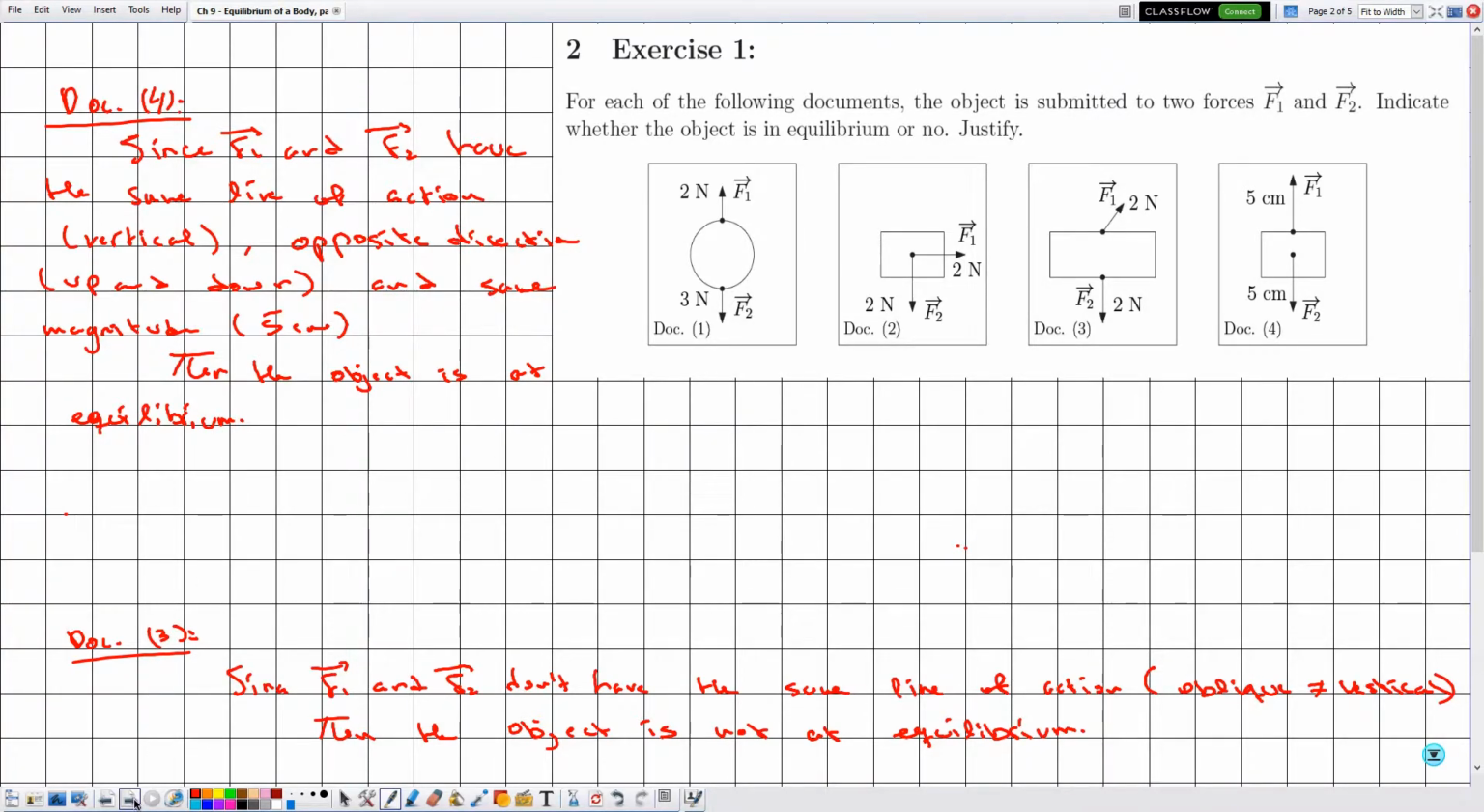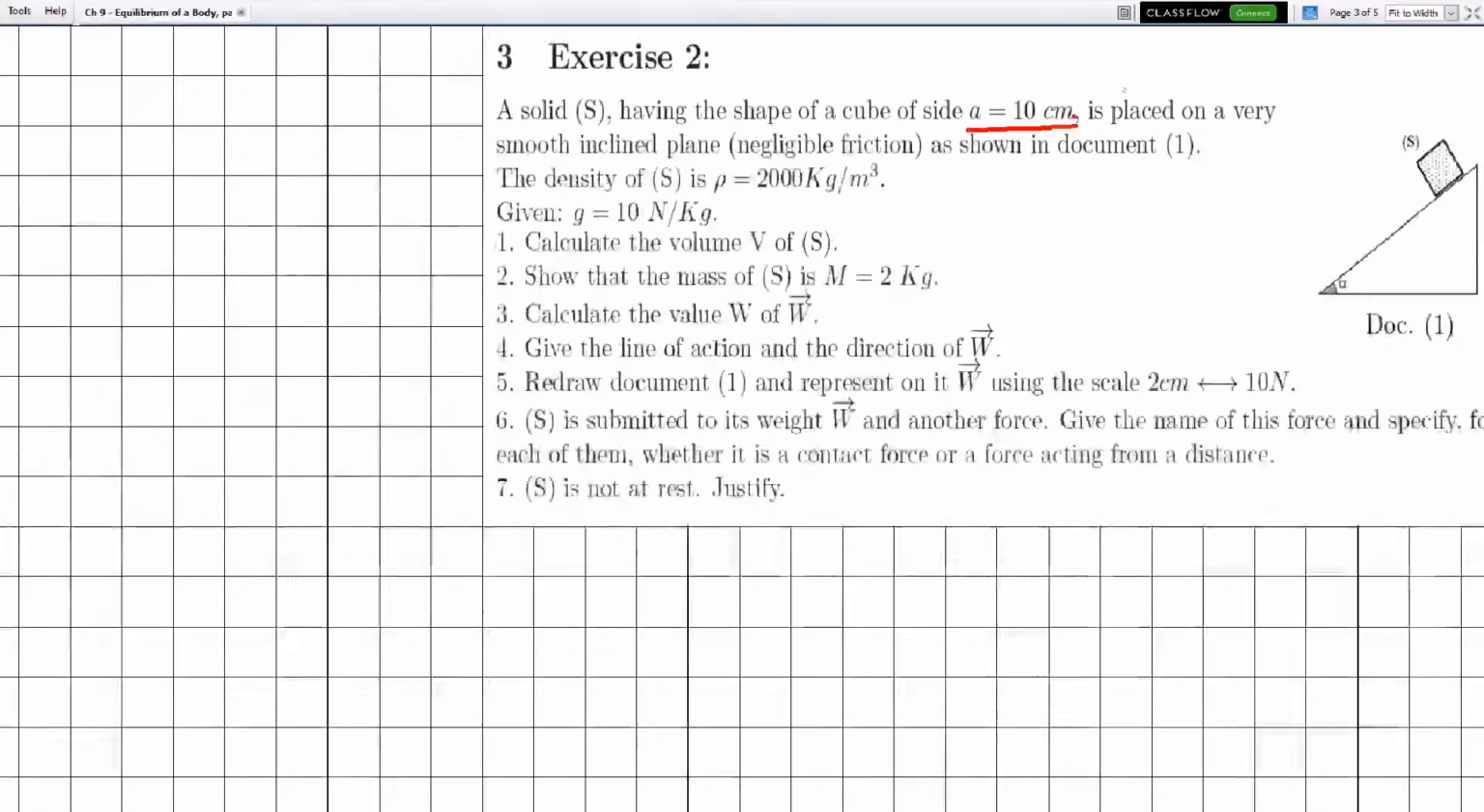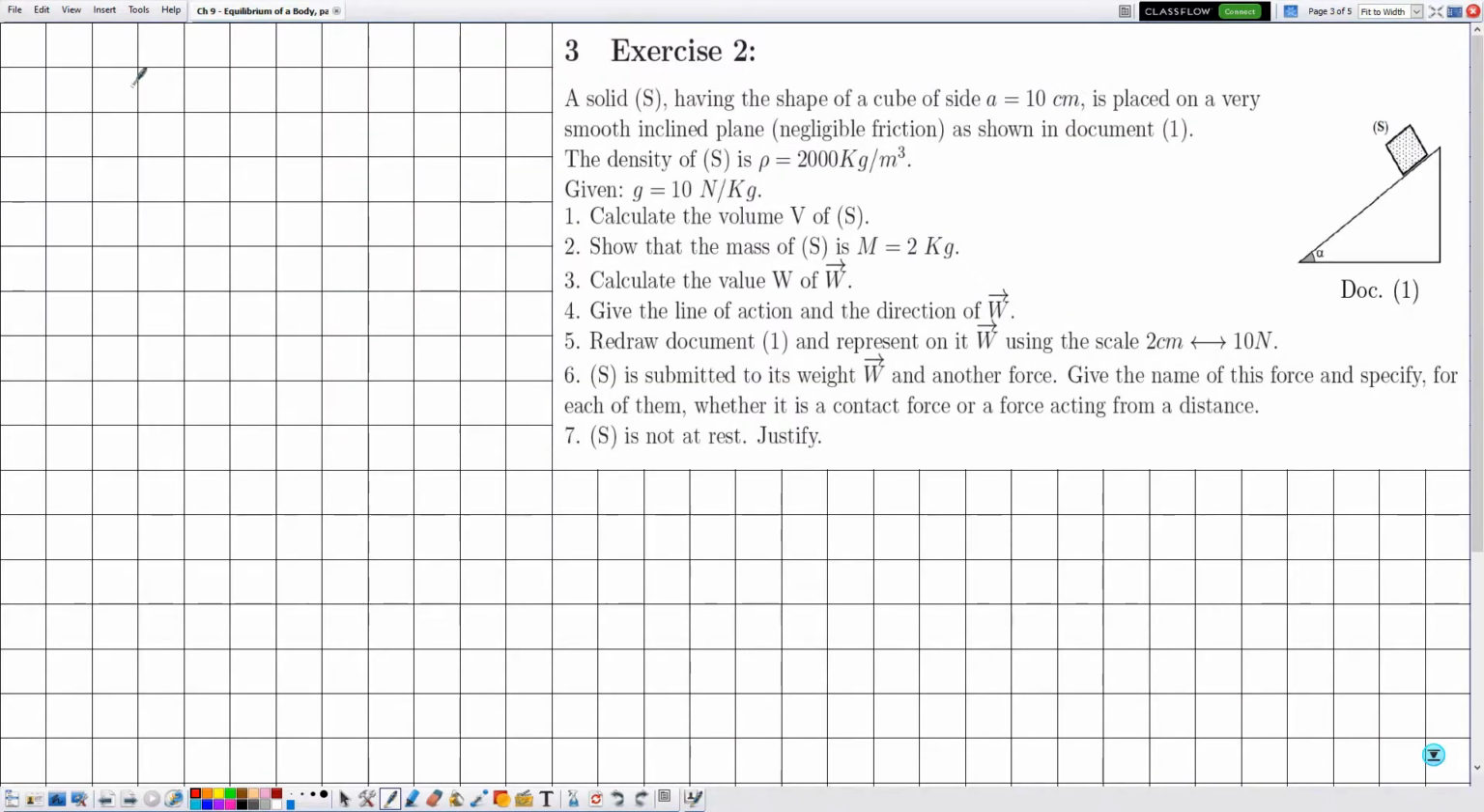And let's move to the next exercise, which is exercise number 2. They are telling me a solid S having the shape of a cube, A is equal to 10 centimeters. So this solid S is being classified as a regular shape, which is a cube, and its side is given by 10 centimeters, which means that its volume can be calculated via the formula V is equal to A to the power 3. A is equal to 10 centimeters.